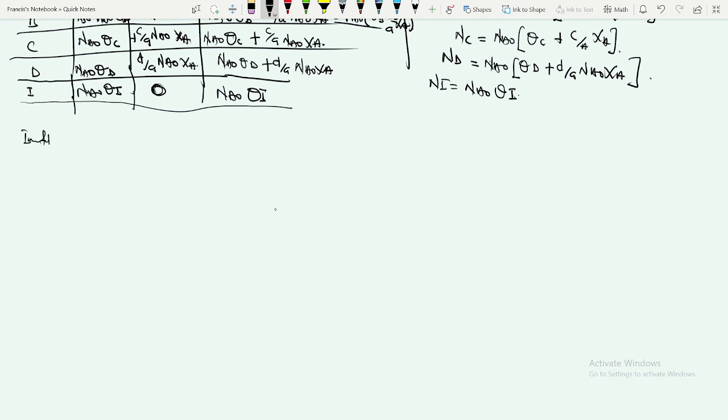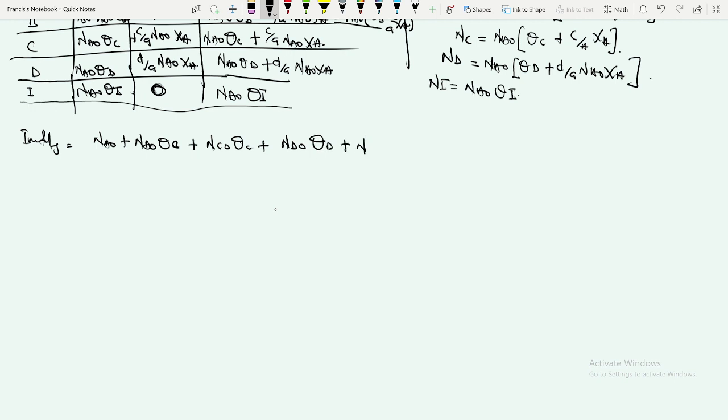Initially, we had Na not present. And for the NB, not present, we were able to convert it into Na not, and we had Na not theta B. For the C, it was Na not theta C. For the D, Na not theta D.